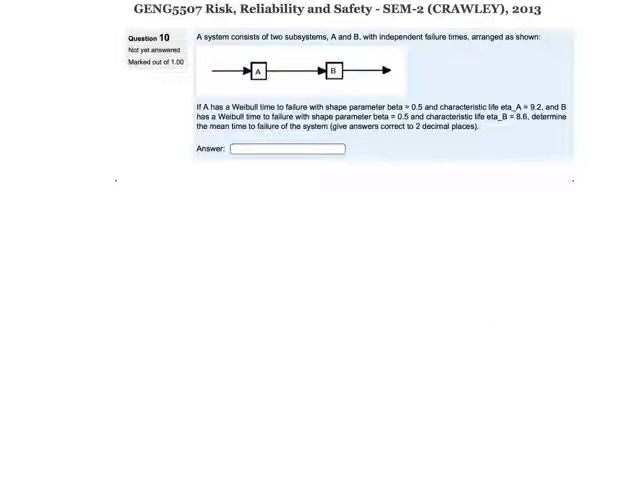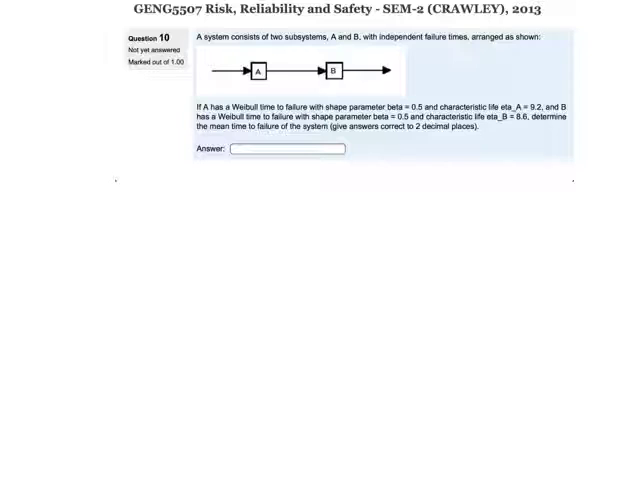This is question 10 from the first of the revision quizzes for stats, and it says a system consists of two subsystems, A and B, with independent failure times arranged in series. If A has a Weibull time to failure with shape parameter beta equals 0.5 and characteristic life eta A is 9.2, and B has a Weibull time to failure with shape parameter beta equals 0.5 as well, and characteristic life eta B equals 8.6, determine the mean time to failure of the system.